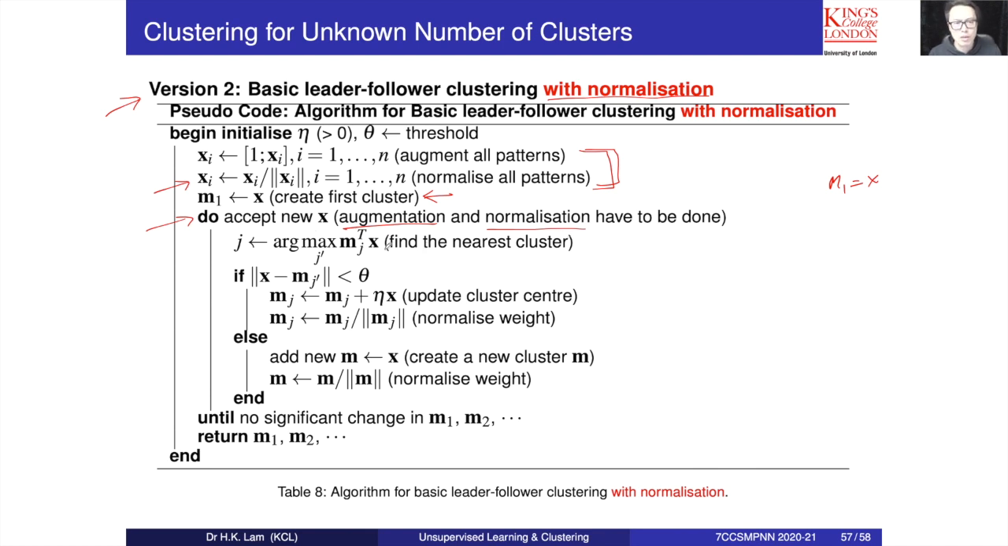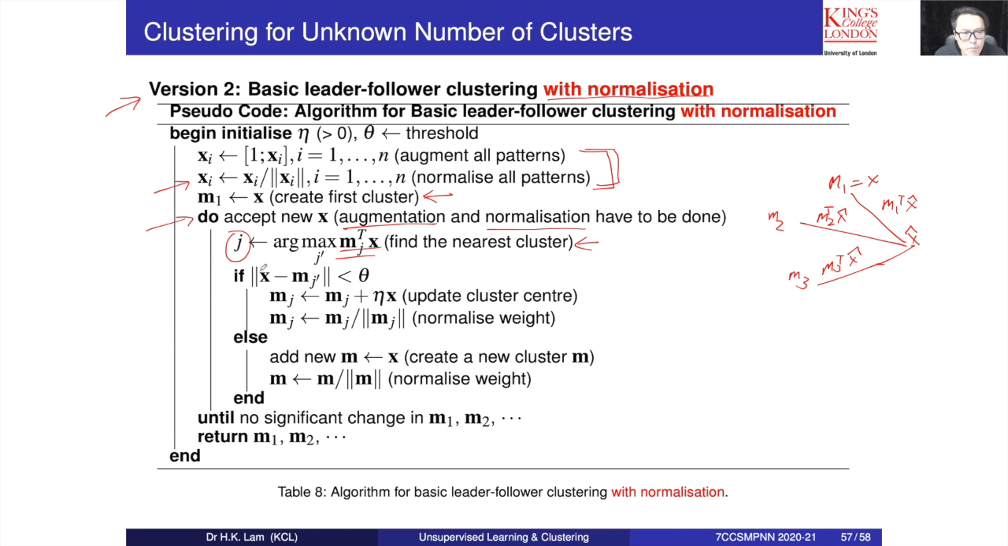So pick the one which gives us the maximum inner product, and that one we call the winner, that is MJ. For example, we have a new sample X hat, and we have M1, M2, M3. We are going to compute M1 transpose X hat, M2 transpose X hat, M3 transpose X hat, and then pick the one which gives us the maximum value.